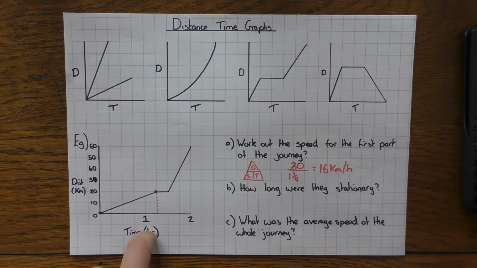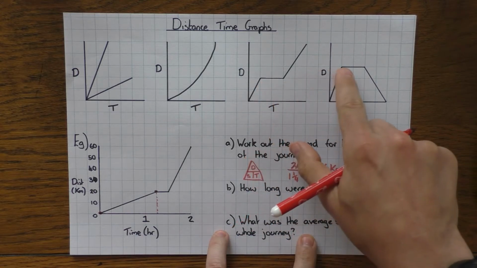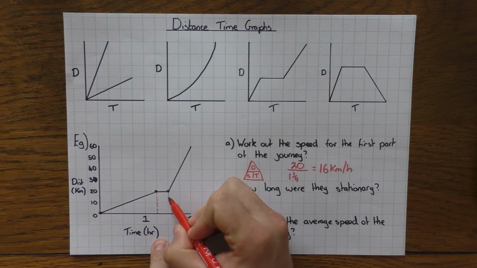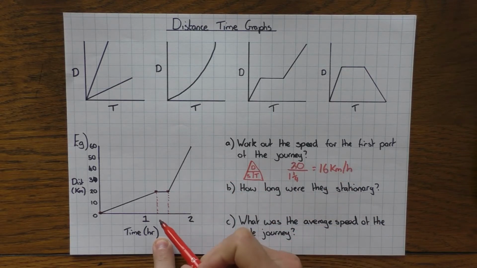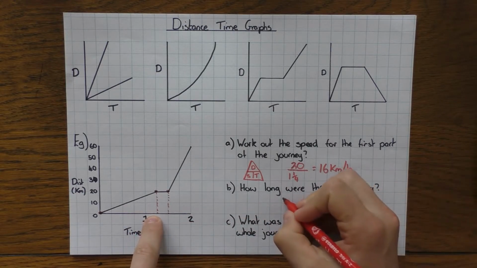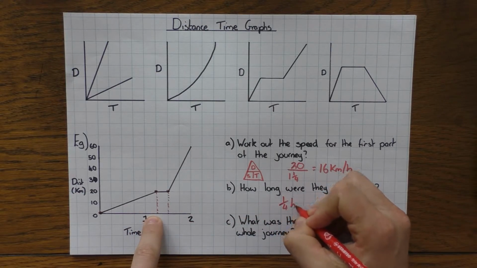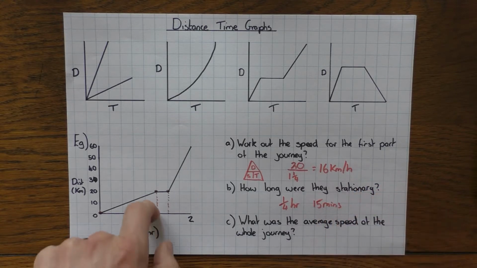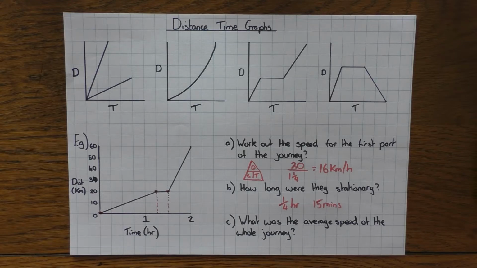per hour. Okay. How long were they stationary? So remember, stationary is when it's a nice flat line like so. So from this point to this point, they were stationary. That's the only flat bit. And as I said, each hour is split into 4, 1 square there. So it's ¼ hour, or obviously 15 minutes. Okay, either one would be absolutely fine, unless it specifies it wants it in a particular unit, but otherwise it's fine.